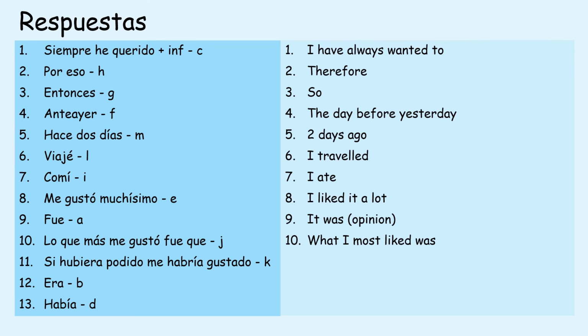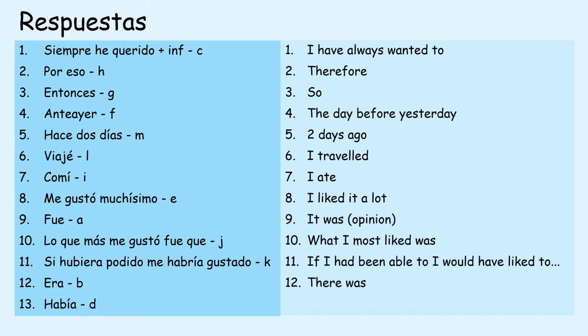Si hubiera podido, me habría gustado should also be followed by the infinitive. And that is, if I had been able to, I would have liked to. And again, key, remember that that must be followed by the infinitive. Examiners don't like when students use really fancy phrases, but then they don't use them properly. The grammar afterwards is wrong because it shows that you've just learned it rather than understanding how to use it. So make sure that you follow that with an infinitive.